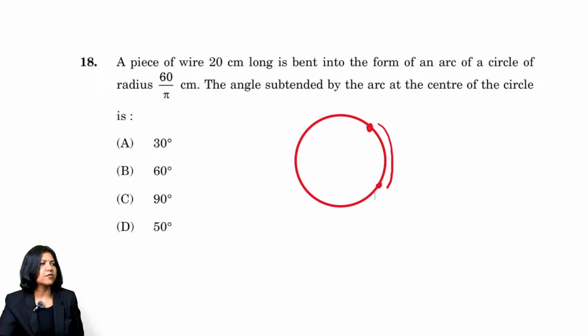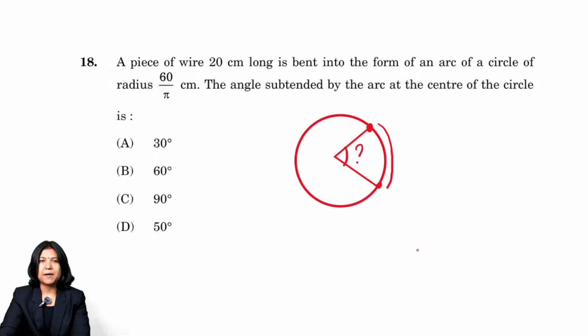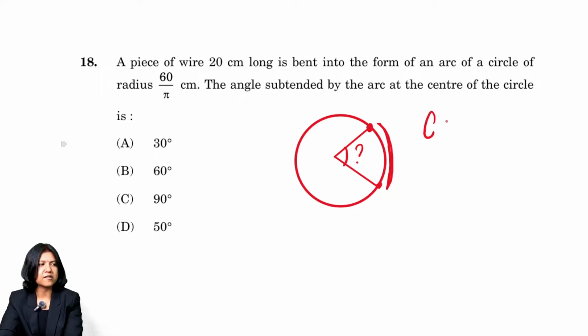Question is asking you, the radius has been given to you as an irrational value, 60 upon pi. The angle subtended by the arc at the center is missing, so you have to find the angle subtended here at the center. As I told you, the arc is the part of the circumference. So think about the formula for circumference. We study circumference as 2 pi r, or sometimes as pi times diameter as well, because this 2r is diameter. So you can call it pi times diameter or 2 pi r.